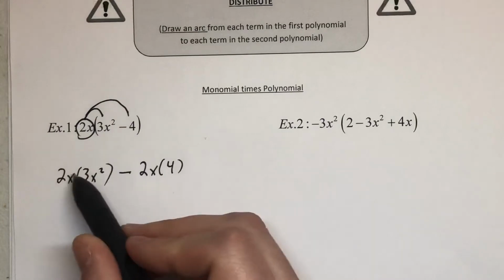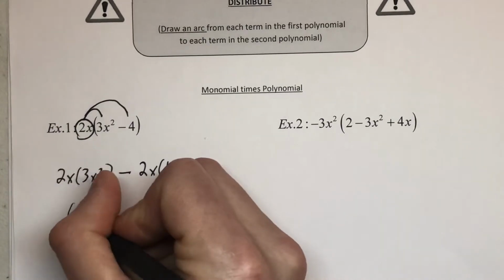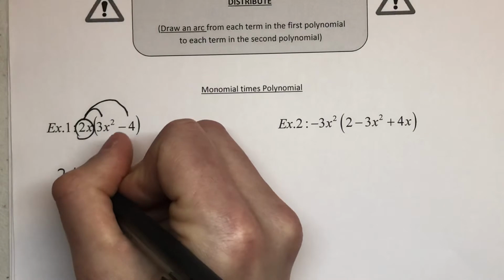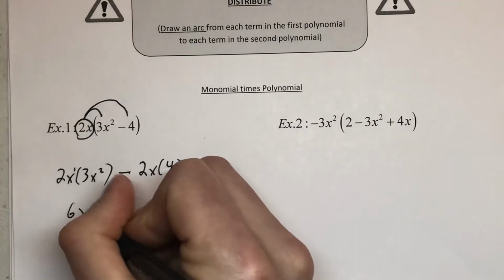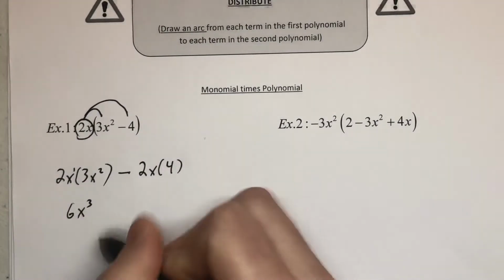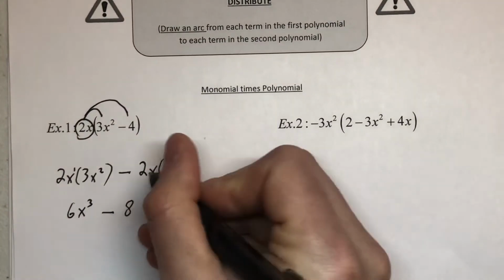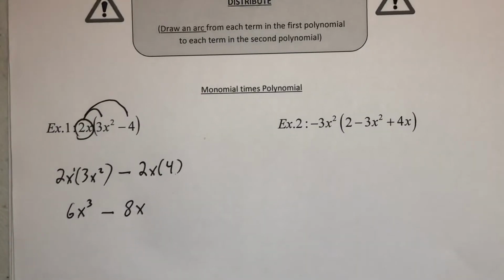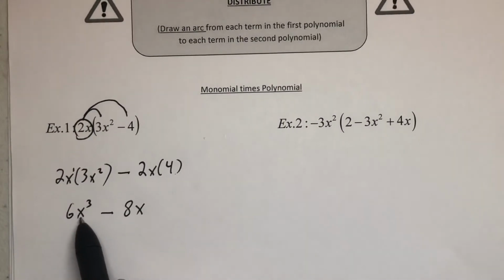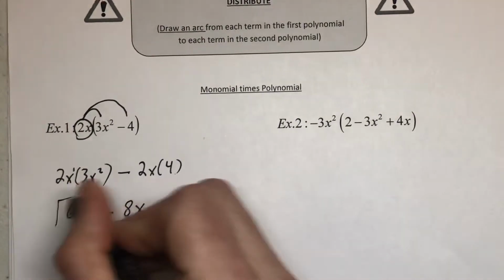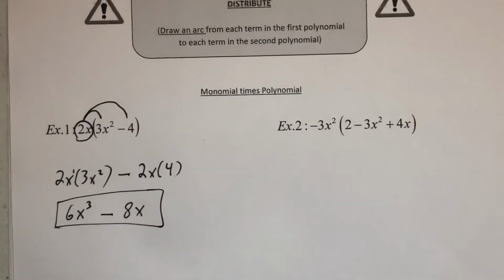Now we can do the multiplication. 2 times 3 is 6, and x squared, remember that's x to the first, so 1 plus 2 is 3. Minus, now here, this doesn't have an x at all, so it's just 2 times 4 is 8, and we bring down the x. And then, when you're here, you're done. Because once you've distributed, the only thing else you would do is combine like terms, but those are not like terms, right? x to the third and x to the first are not the same base with same exponent, so do not try combining those at all. You're done.